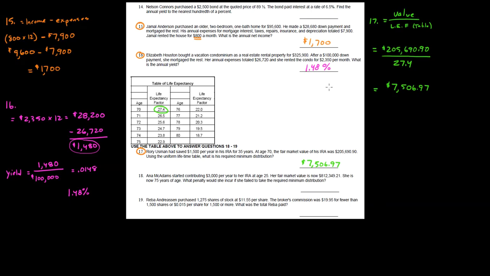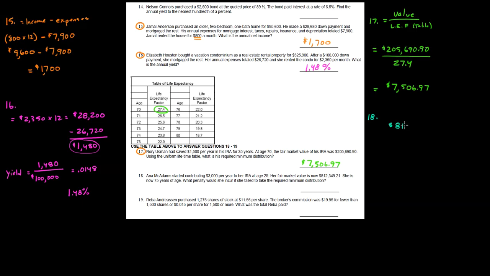I'm going to go ahead and do 18 as well, since 18 is a little bit different than the one we just did. In 18, started contributing $3,000 a month until at the age of 25. Value is now $812,349.21. is now 75 years old. What would the penalty be if she failed to take the minimum distribution? Well, we first have to figure out what the minimum distribution amount would be. So we'll follow the same process we just did.